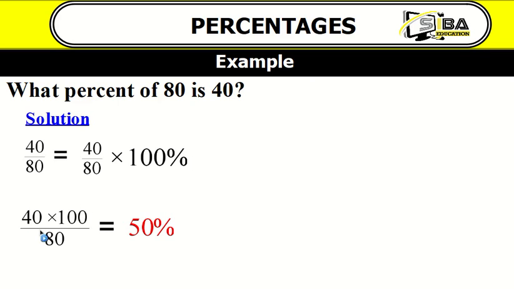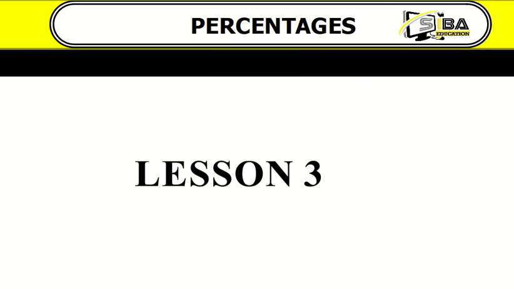So once again, let's look at this. What percent of 80 is 40? Let's make the one with the 'is' the numerator, and the one with the 'of' the denominator. Then multiply by 100%. Then do the cancellation at home. And of course, you arrive at 50% as your answer.